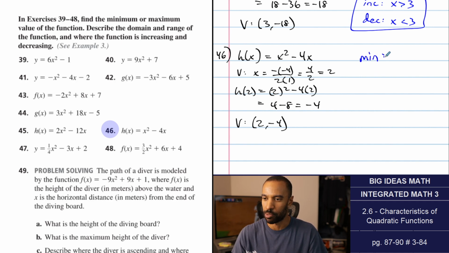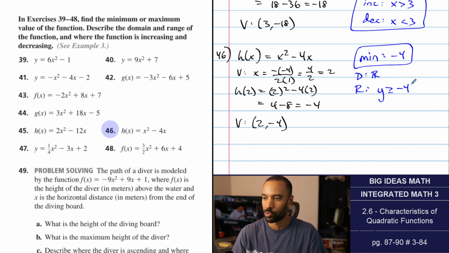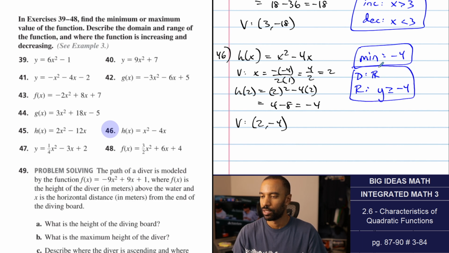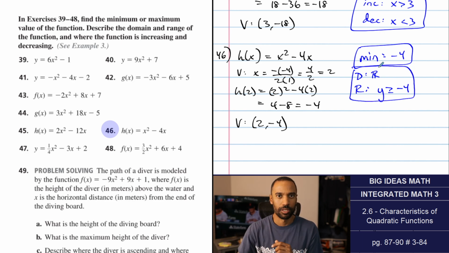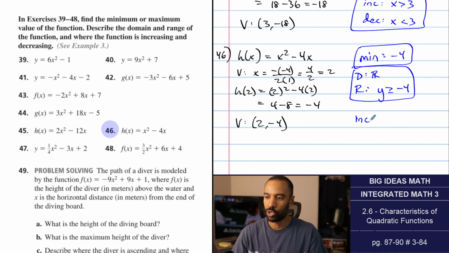But upwards facing means a minimum. Minimum's negative 4. All real number domain and a range of greater than or equal to negative 4 as we go upward. Whew, been fast writing lately. We're increasing after 2, to the right of 2. We're decreasing to the left of 2, getting down to there.